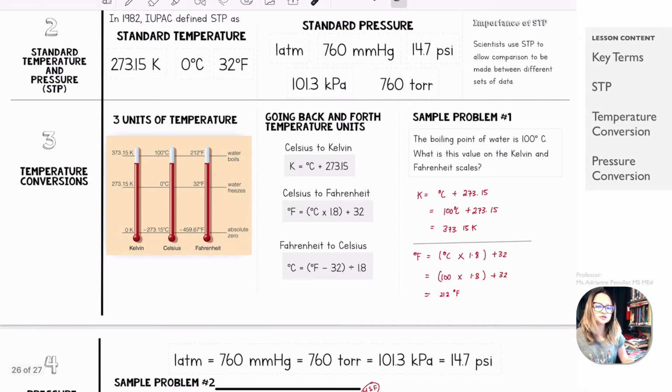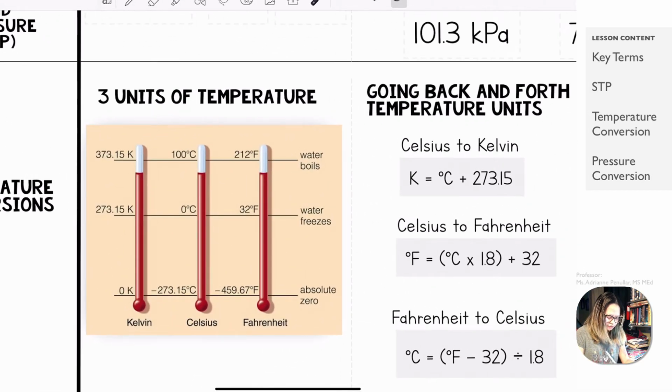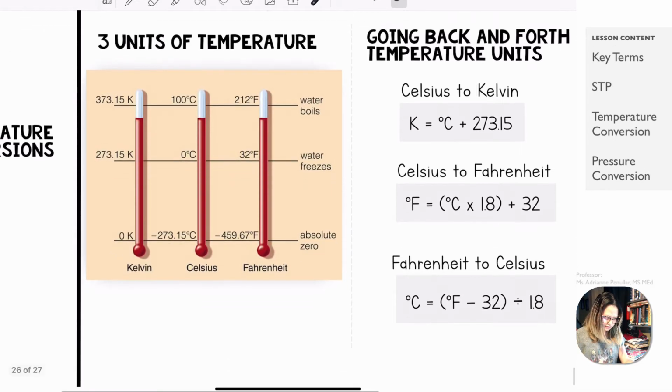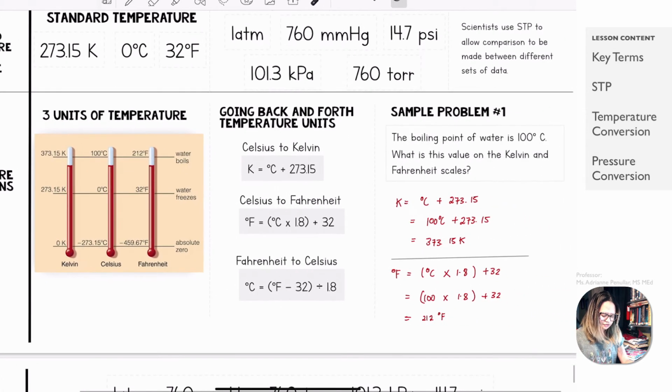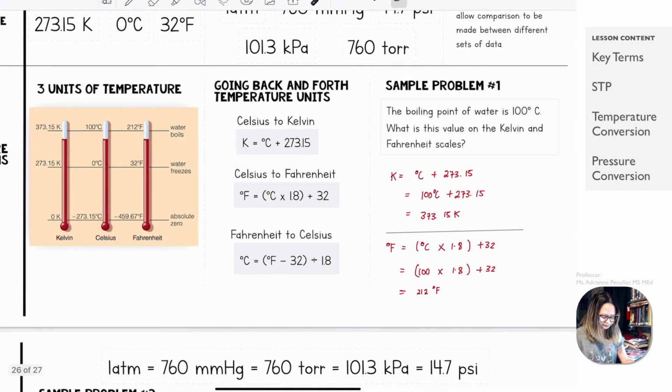So let's first convert temperature. For example, water boils at 100 degrees Celsius. We found that out using the Icy Hot Lab, which turns out to be 212 Fahrenheit and 373 Kelvin. Water freezes at 0 degrees Celsius, 32 degrees Fahrenheit, and 273 Kelvin. And absolute zero is 0 Kelvin, negative 273.15 Celsius, and negative 459.67 Fahrenheit.